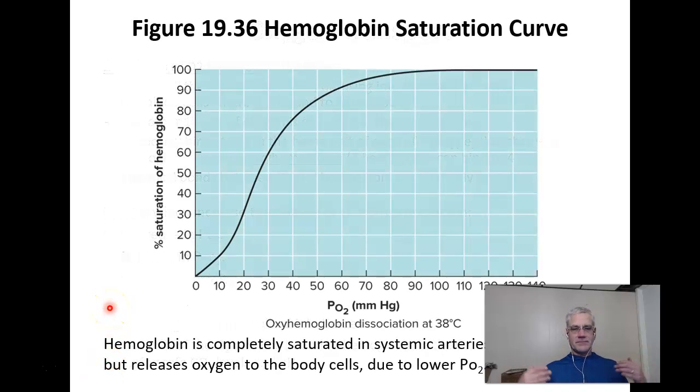Okay, now we can talk about this curve. This curve is called the hemoglobin saturation curve. It's also called the oxygen dissociation curve. Or you can think of it in the reverse, the oxygen association curve. What it means is, I'm going to move myself again.